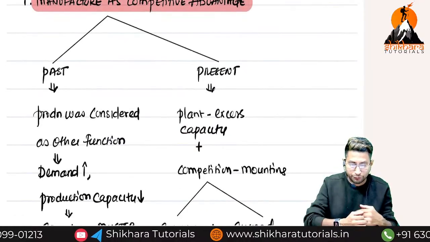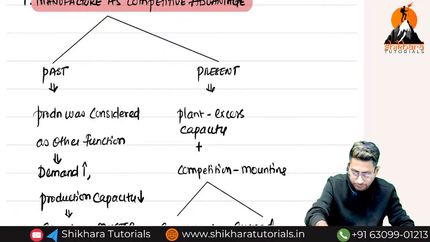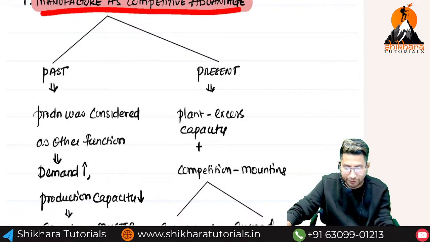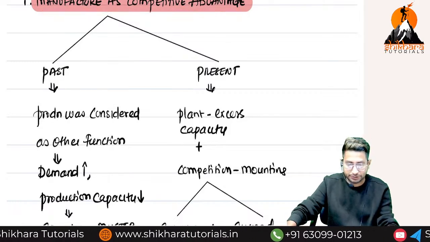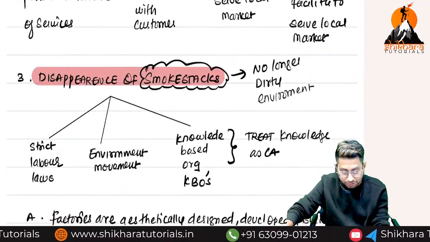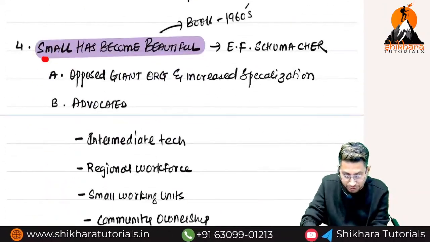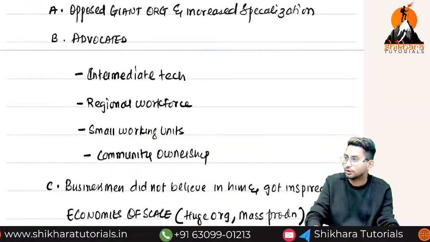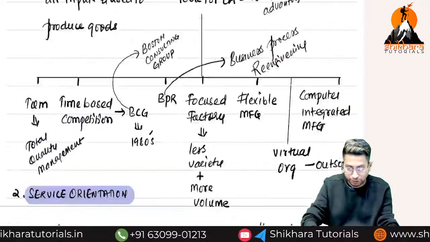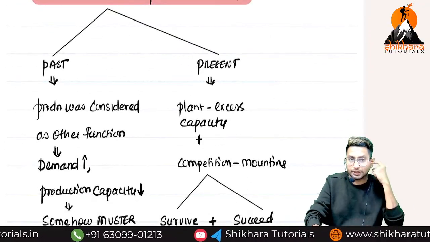Now, what are the features of modern operation functions? There are some features. What is feature number one? Manufacturing as a competitive advantage. Second feature we have is what? Service orientation. Third feature is disappearance of smokestack. And fourth and last feature is small has become beautiful. So how many features are there in total? 4. Now what is the first feature of operations management? Manufacturing as a competitive advantage.